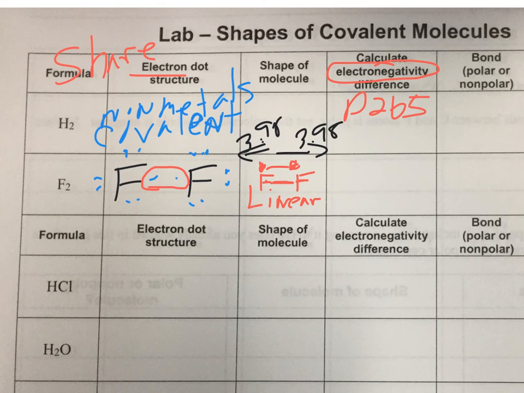Okay, and this is going to be a stronger bond. So it takes a lot more work. You have to exercise a lot more to break those bonds apart. Okay? So you're going to have that 3.98 minus 3.98, because that's your bond. What does that give you? 0. Very good.